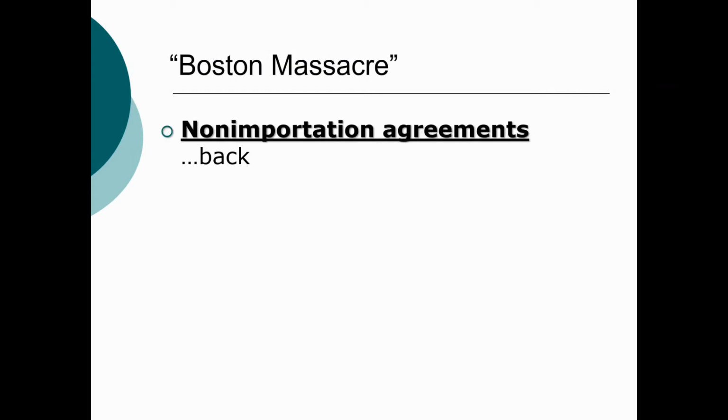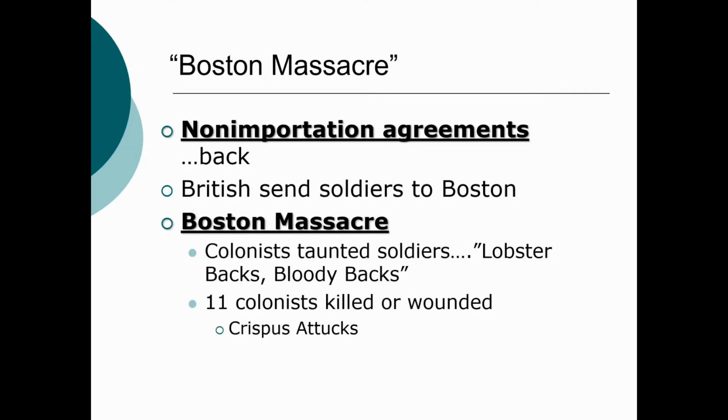After the Townshend Acts, the colonies will not be happy with the Townshend Acts, even though they were pretty light taxes, and some of the colonists will start doing non-importation agreements again. The British are actually going to send soldiers into Boston after the non-importation agreements. They're kind of getting fed up with the colonial BS. So the British will send soldiers into Boston. This will eventually lead to something called the Boston Massacre.